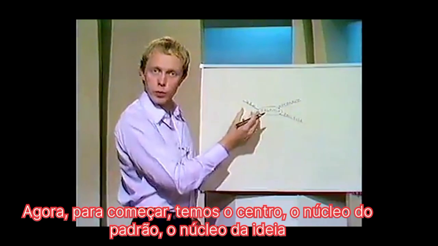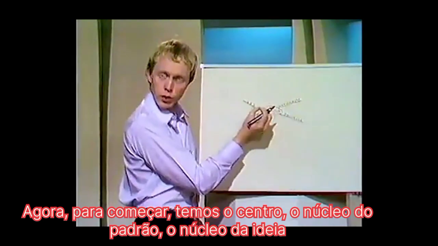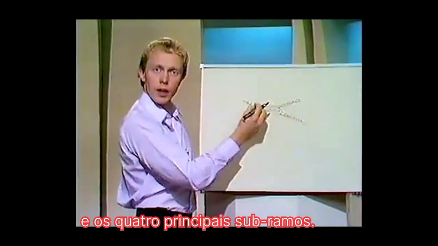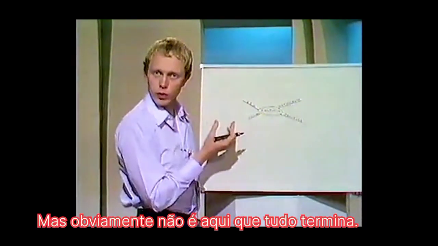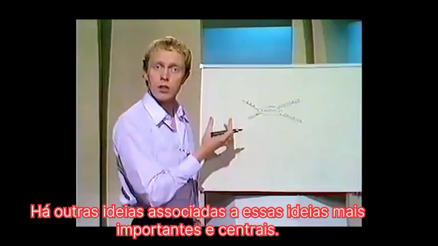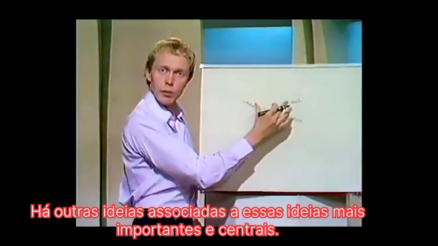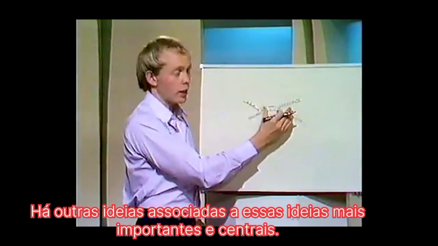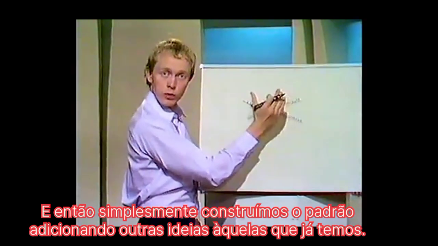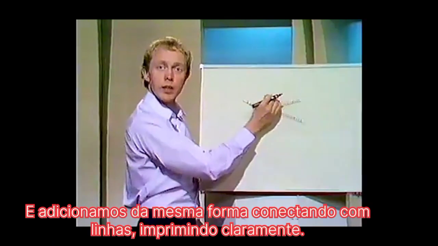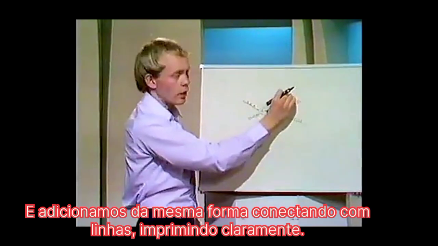Now here, to begin with, we have the center, the core of the pattern, the core of the idea, and the four main sub-branches. But obviously this isn't where the whole thing ends. There are other ideas attached to these more major, more central ideas. And so we simply build up the pattern by adding other ideas to the ones we've already got. And we add in the same way, connecting with lines, printing clearly.